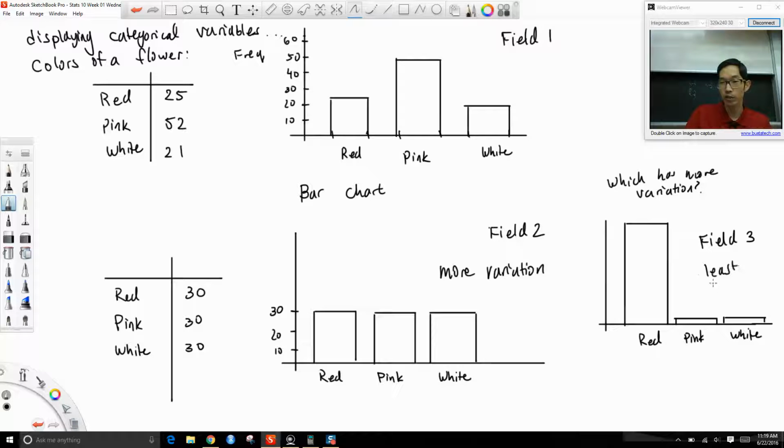So when it comes to categorical variables, more variation indicates that the different categories are more nearly equally represented.